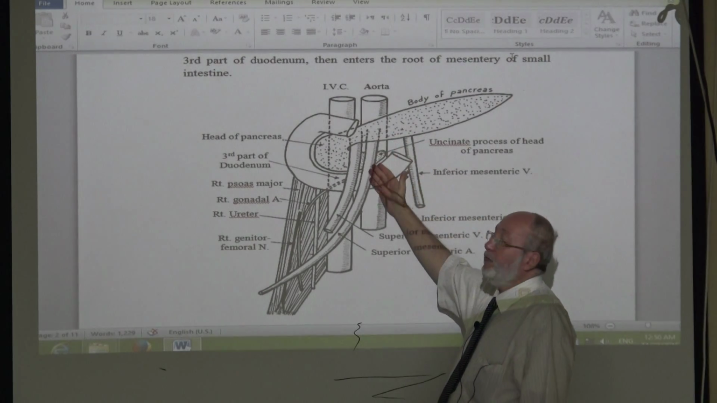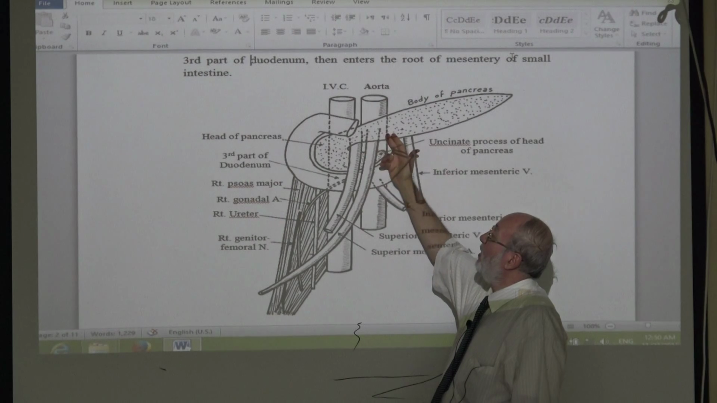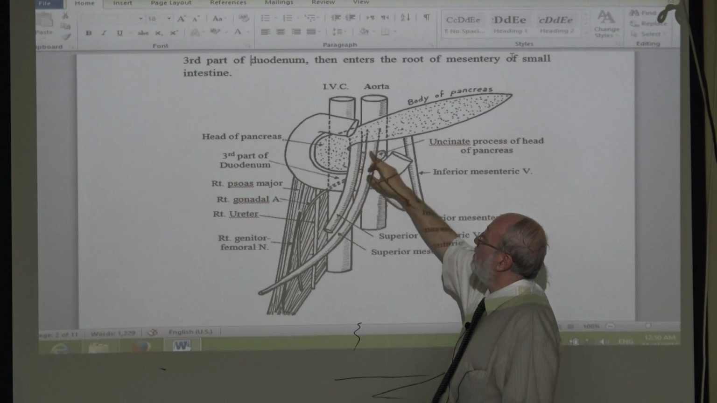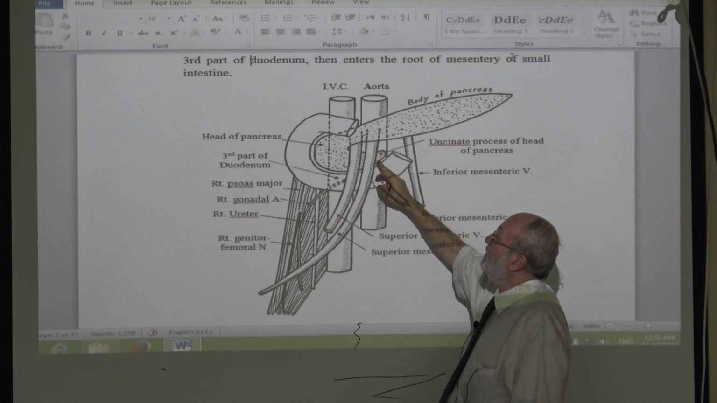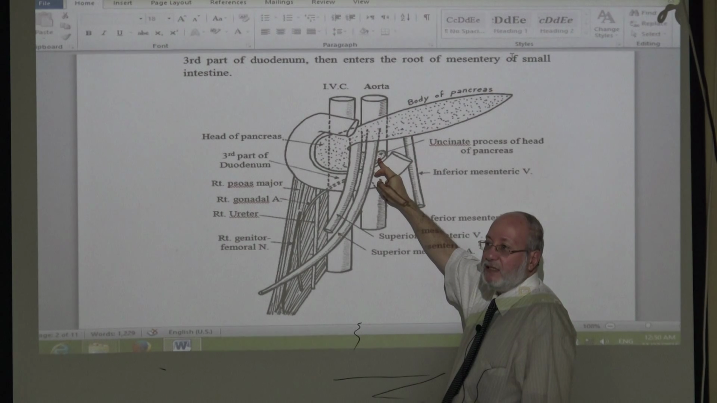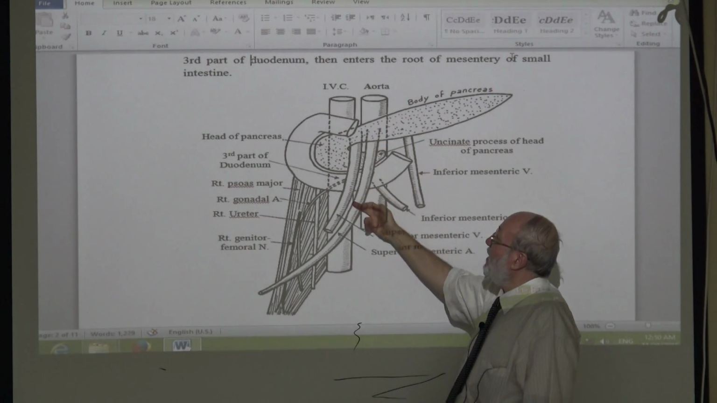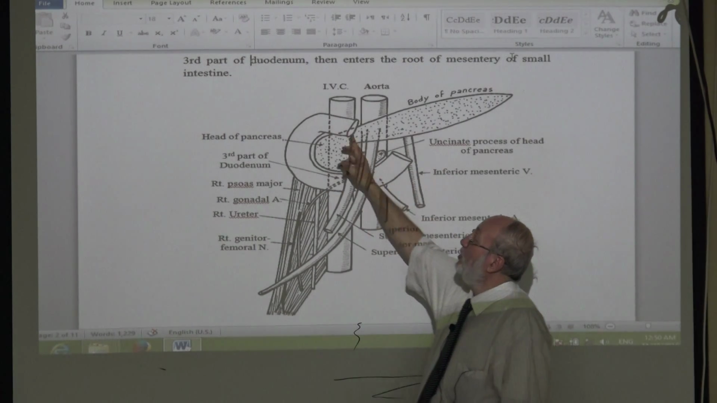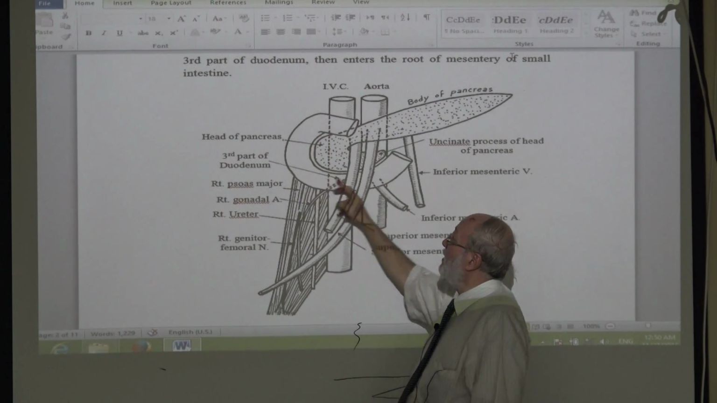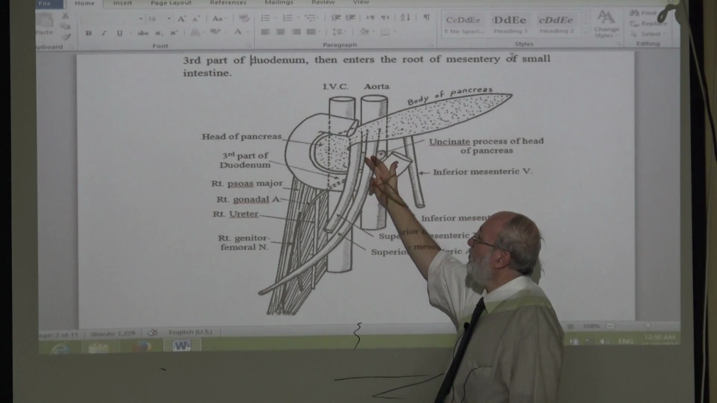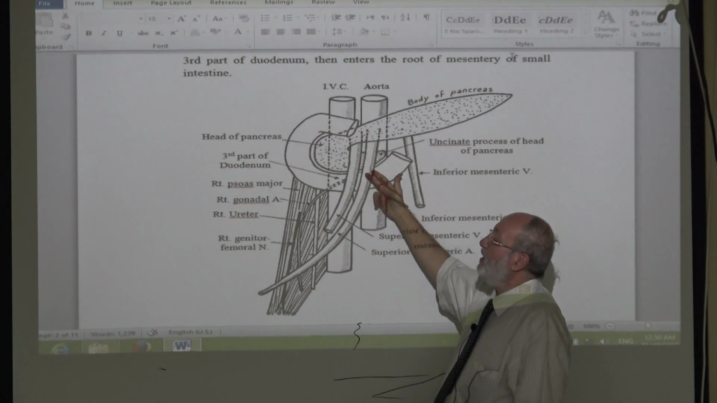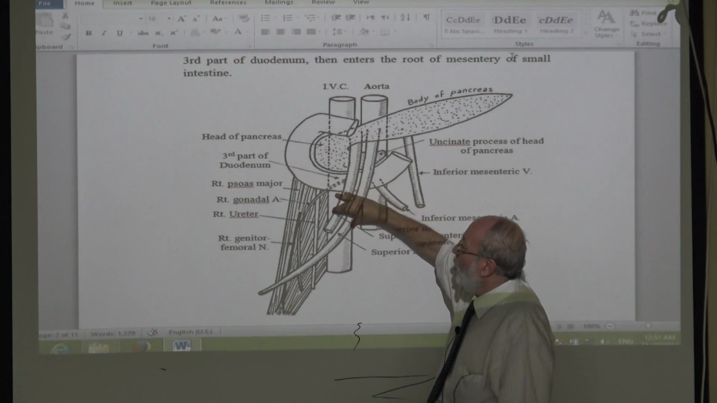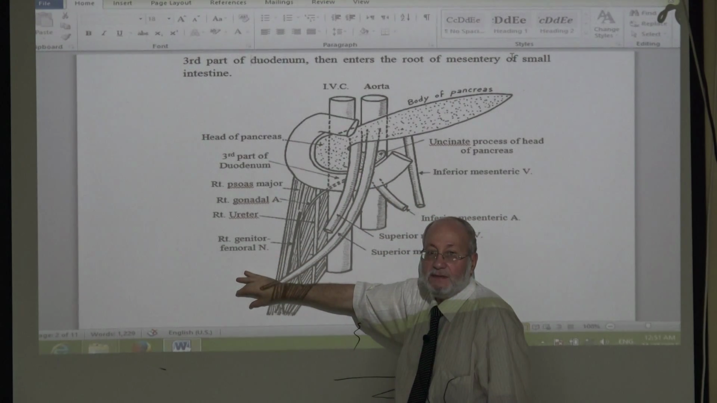Posterior to the superior mesenteric artery is the left renal vein, then it passes in front of this process of the pancreas, which is called the uncinate process of the pancreas. Then it descends in front of the third part of the duodenum. This is the third part of the duodenum; this is the first, this is the second, this is the third. It descends in front of the third part of the duodenum, then enters here. Here is the root of the mesentery of the small intestine.